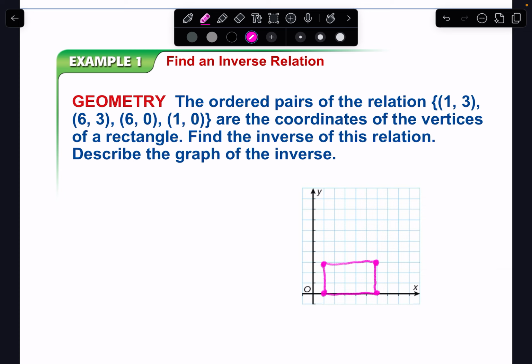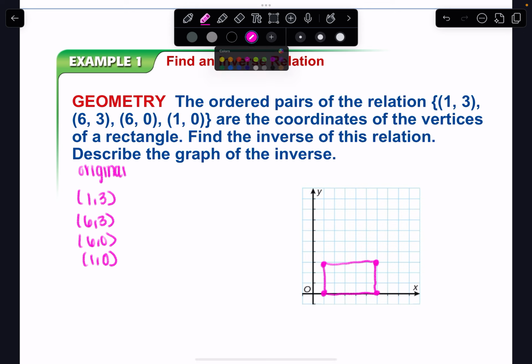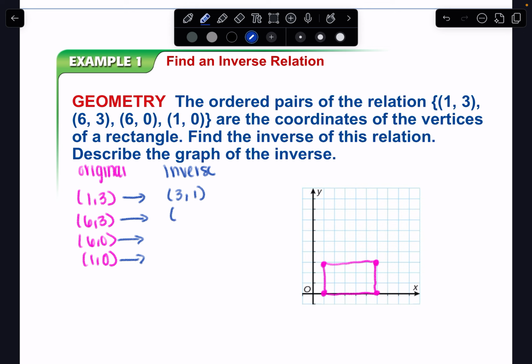The next part of the question asks you to find the inverse of this relation. So what I'm writing are the original points that are given to me. And then it is asking me to find the inverse of these points. So the inverse is going to be where you're just swapping x and y. So 1, 3 is now going to become 3, 1. 6, 3 will be 3, 6. 6, 0 will be 0, 6. And then 1, 0 will be 0, 1.